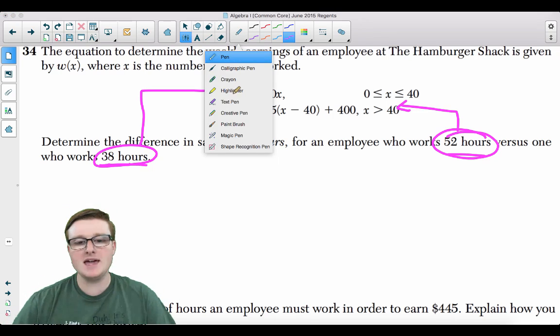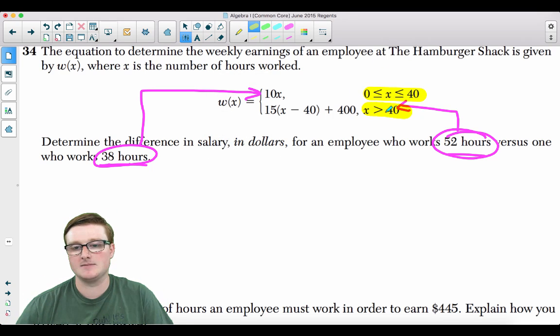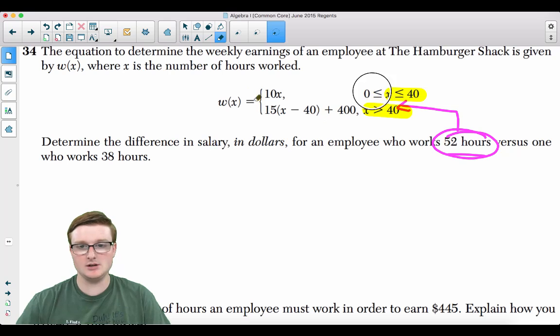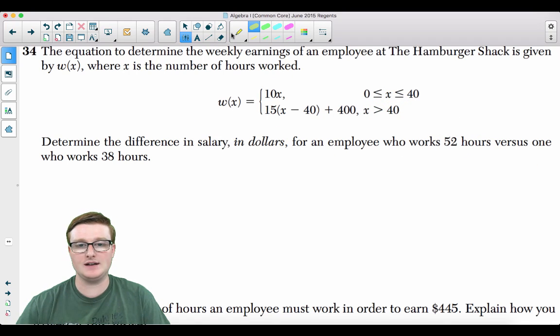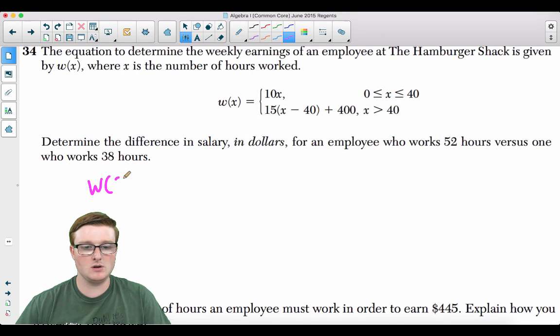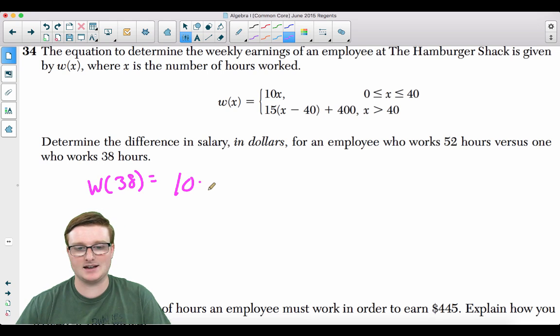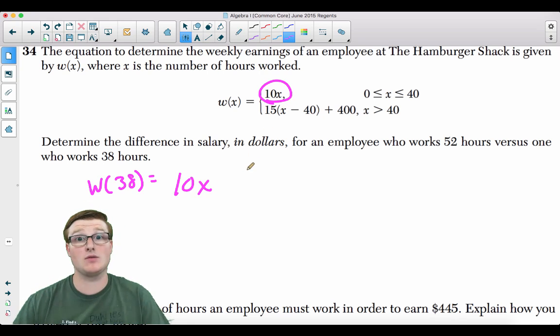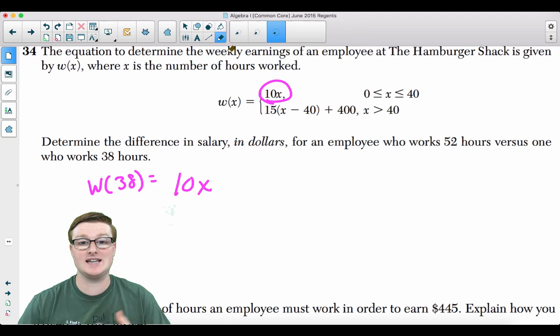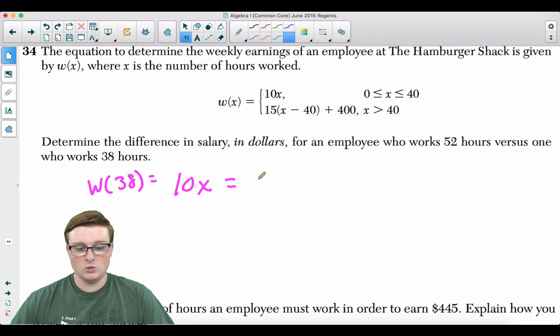Because if you look at your domain right here, the domain for this is 0 is less than or equal to x, which is less than or equal to 40. 38 hours lies in that domain. And if you take 52 and plug it in here, it lies in this domain. So I'm going to find W of 38 first. W of 38 is equal to 10x, right? Because that's the equation that we are using. So we established that we're using 10x, which is equal to 10 times 38 hours.